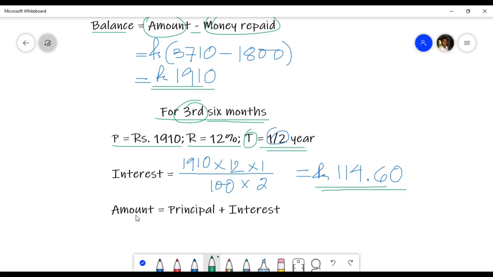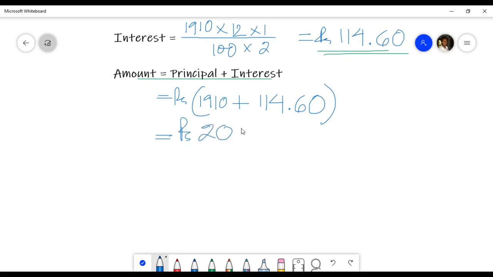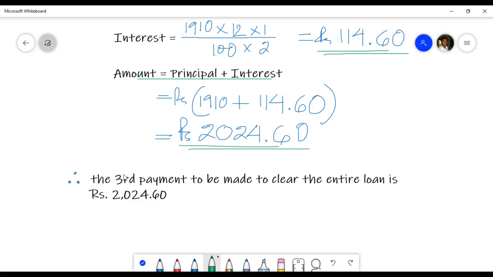We have to find the amount. You know the formula, principal plus interest. We'll replace the values to get the amount. After adding principal, that is 1910 rupees, plus interest, that is 114 rupees and 60 paise, we will get the amount as rupees 2024 and 60 paise. Therefore the third payment to be made to clear the entire loan is rupees 2024 and 60 paise.